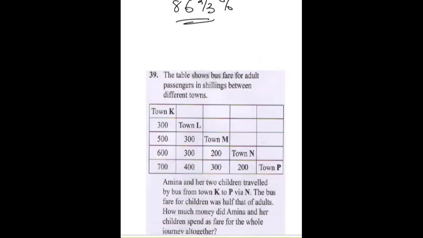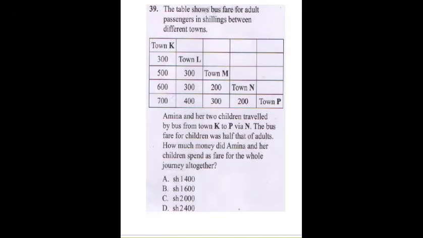So my next question says, the table below shows bus fare for adult passengers in shillings between different towns. If Amina and her 2 children traveled by bus from town K to P via N, the bus fare for children was half that of adults. How much money did Amina and her children spend as fare for the whole journey altogether? Now the first thing I want you to establish here is they moved from K to P via N. So that means from K they got to N, then from N they now went to P.